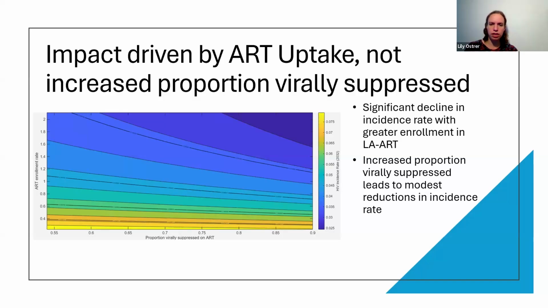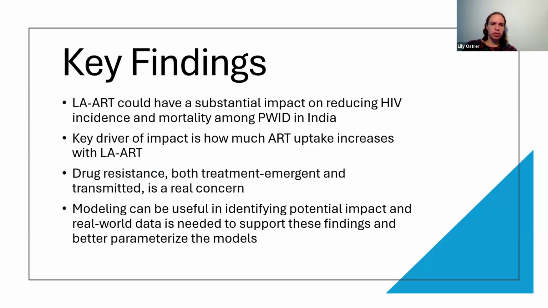And then obviously the greatest reduction in incidence comes from both an increase in the proportion virally suppressed and an increase in the ART enrollment rate. But essentially, what we found is that the greatest impact is driven by the degree to which long-acting ART could increase ART uptake. So we found through our modeling that long-acting ART could have a substantial impact on reducing HIV incidence and mortality among people who inject drugs in India, and that a key driver of impact is how much ART uptake increases with long-acting ART. However, we know that drug resistance, both treatment emergent drug resistance and transmitted drug resistance, are real concerns.